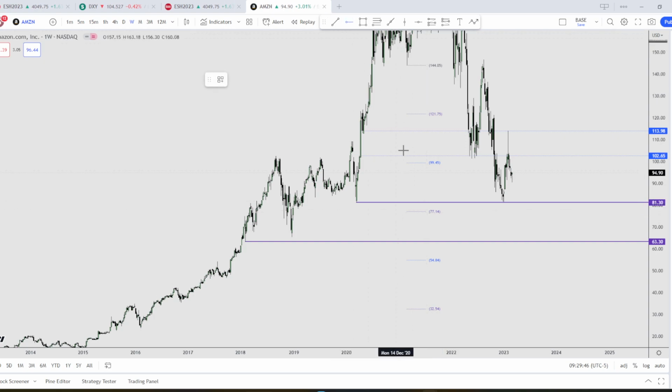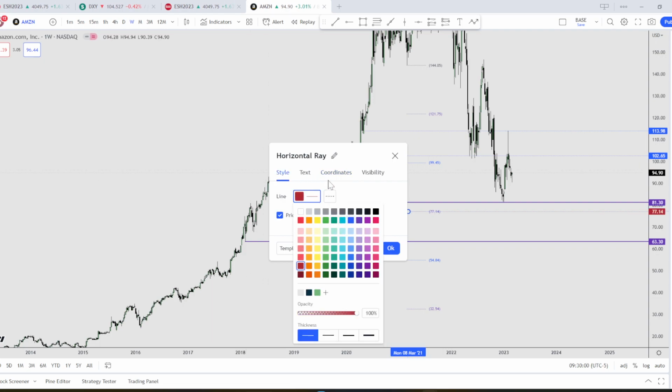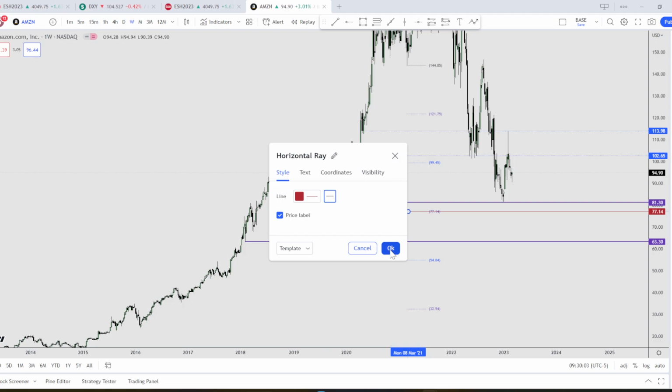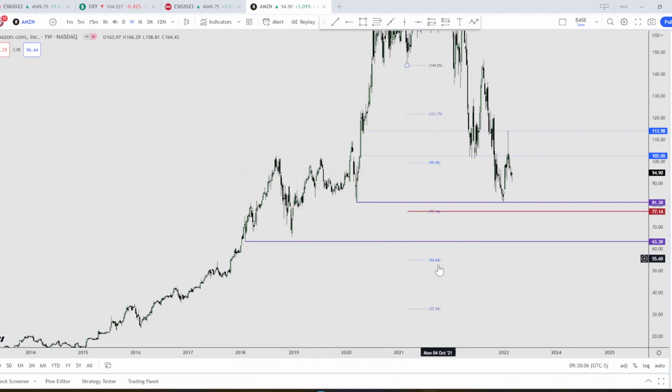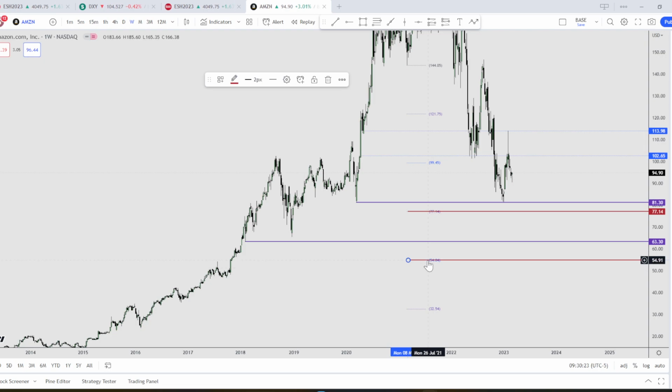Okay, we need to note these levels. 77.14. Let's make it bold as well, but in red. And we have here 54. That is 2 standard deviations. 54.84. Okay, one standard deviation, half, 1.5 deviations right here.